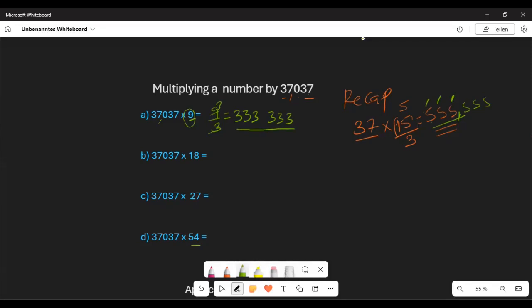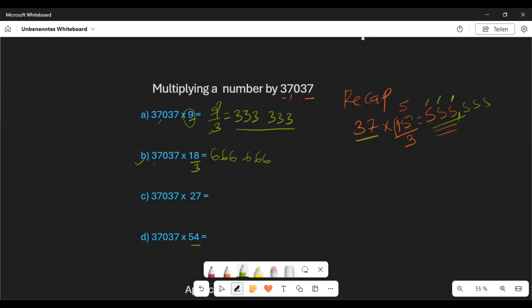Let's go to B. In B again, I'm not even going to look at this number. I'm only going to see 18. Now 18 divided by 3 will give me 6 because it's divisible by 3. So when I had only 37, 6 will appear only 3 times. But now if I have 37,037, I will have another set of 6 appearing there as an answer.